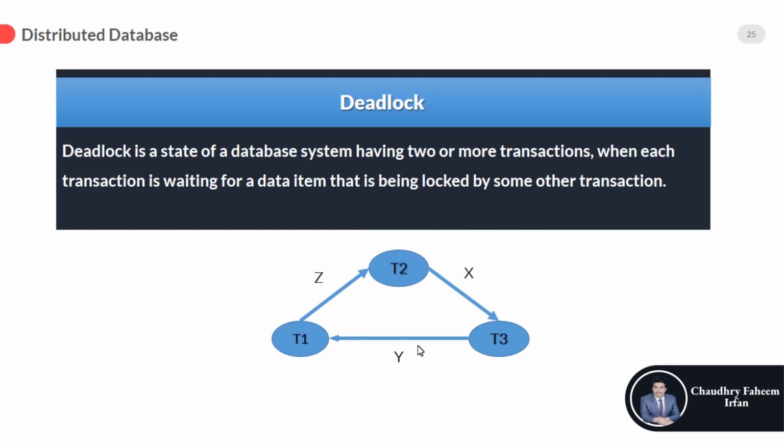So what will happen? A waiting cycle is formed and none of the transactions can proceed because all are waiting for each other. So T1 is waiting to access the item held by T2. T2 wants to access X from T3, and the cycle is continuous.